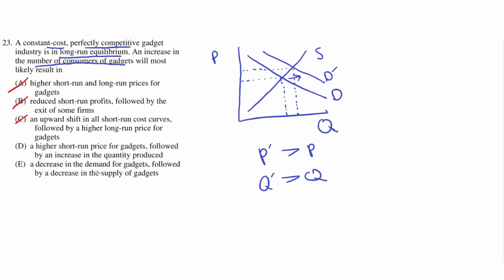E. A decrease in the demand for gadgets, followed by a decrease in the supply of gadgets. This is incorrect because if you look at this carefully, an increase in the number of consumers is directly related to an increase in demand, because more consumers means more people who demand gadgets, and more people who demand gadgets means that demand shifts to the right. So this does not mean a decrease in demand for gadgets. So E is incorrect. And thus the correct answer is D.